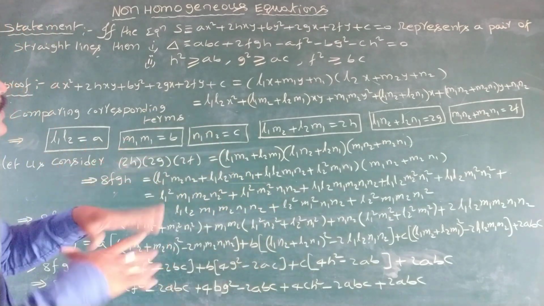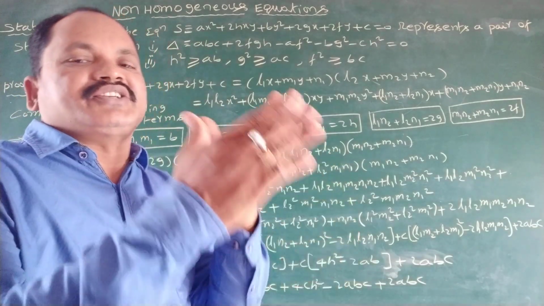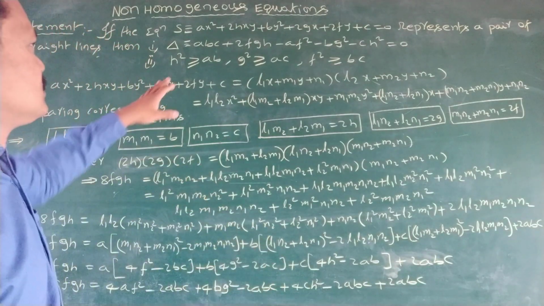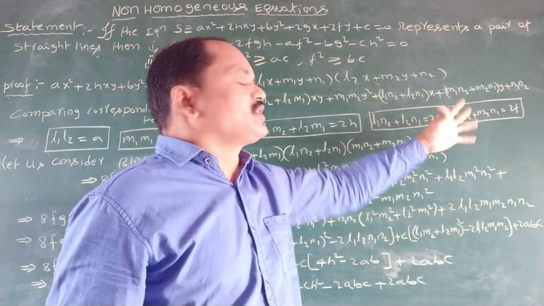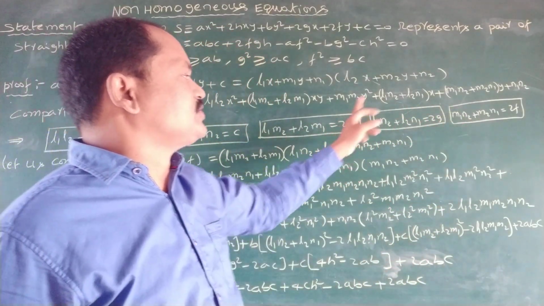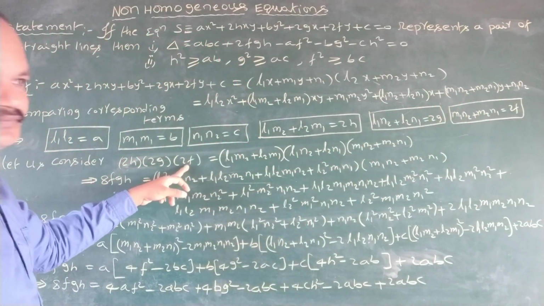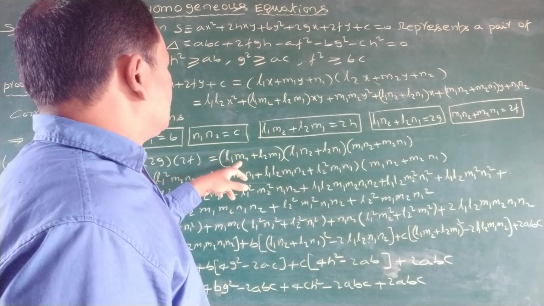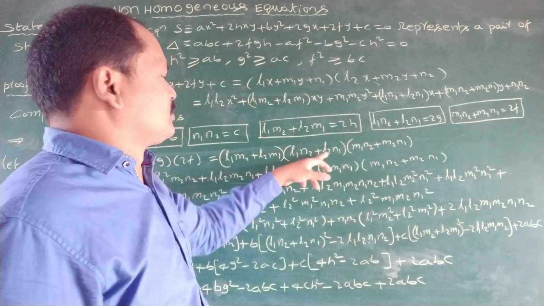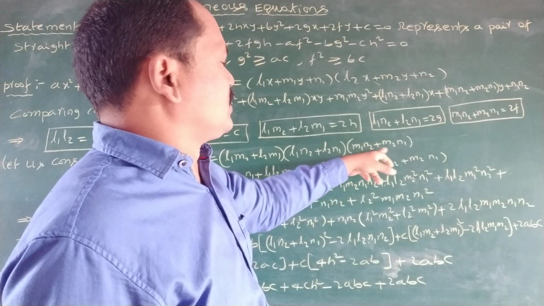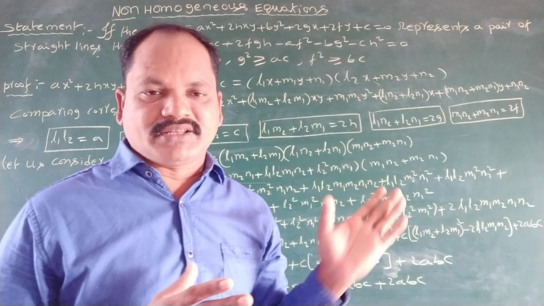That's all. Now we have to prove the first condition, that delta is equal to 0. So we have to consider the product of these three, 2h into 2g into 2f. Now, 2h is nothing but L1 M2 plus L2 M1, 2g is L1 N2 plus L2 N1, and 2f is M1 N2 plus M2 N1. Now multiply all these, carefully multiplying the terms.